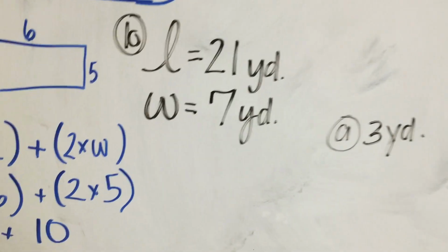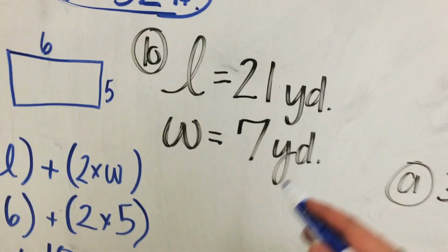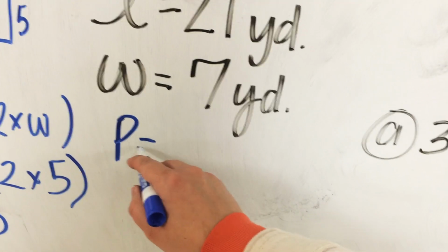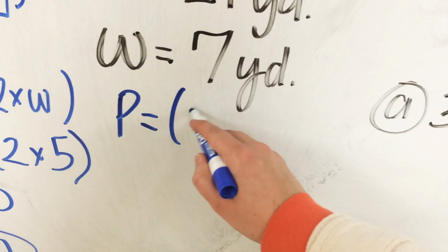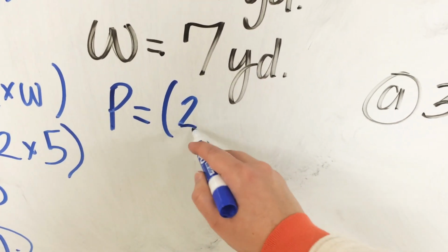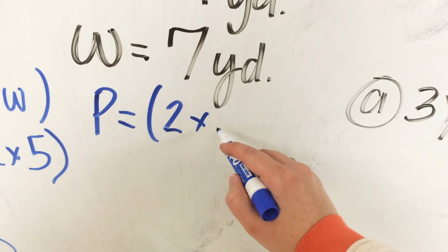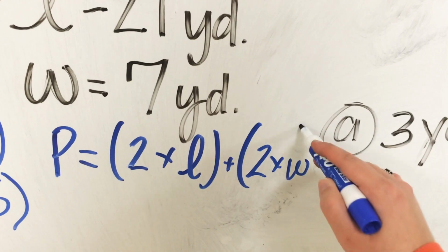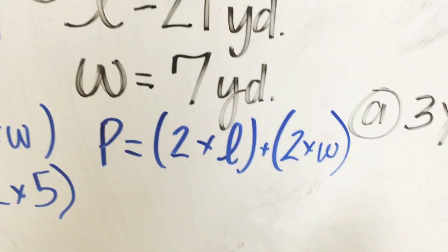All right, let's do letter B together. Our length, well, first let's write down our formula for multiplication. So we have our formula is the perimeter equals, first set of parentheses, 2 times our length, plus, I'm smushing it because I have other stuff on the board, 2 times our width, okay? Go ahead and write that down in your book before we solve.